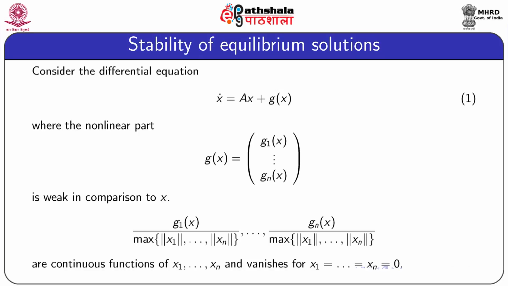Here we consider the stability of the equilibrium solution of a nonlinear system of the form dx/dt = Ax + G(x), where the nonlinear part G(x) is equal to the n-component vector G1, G2, ..., Gn, is weak in comparison to x, and G1(x) divided by max of (norm x1, norm x2, ..., norm xn), G2(x) divided by max of (norm x1, norm x2, ..., norm xn), ..., Gn(x) divided by max of (norm x1, norm x2, ..., norm xn) are continuous functions of x1, x2, ..., xn and vanish for x1 = x2 = ... = xn = 0.